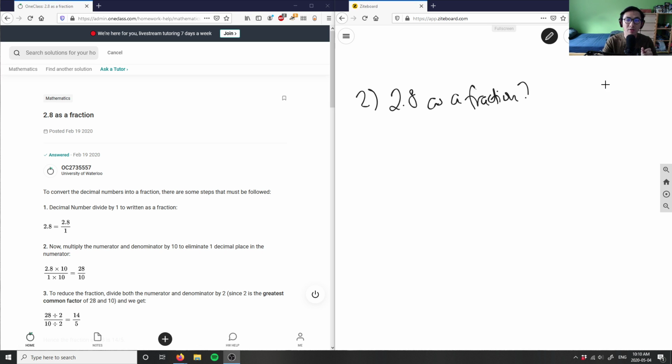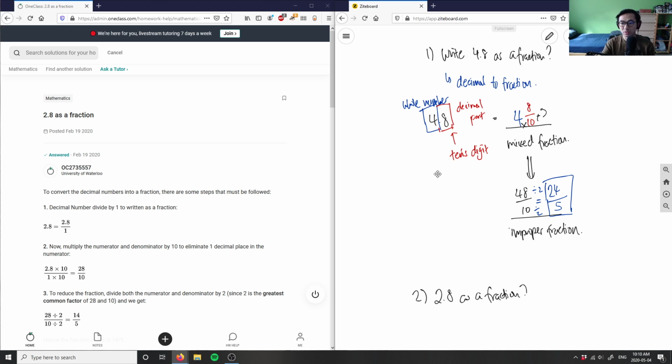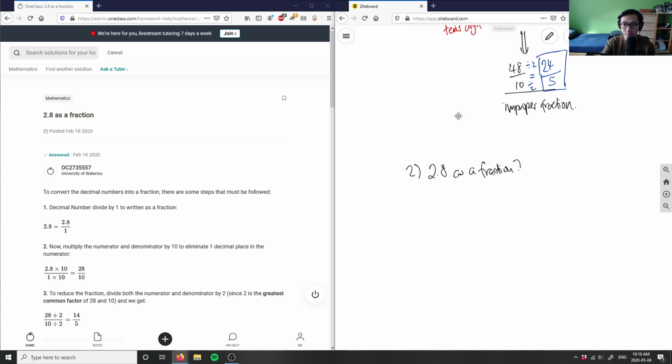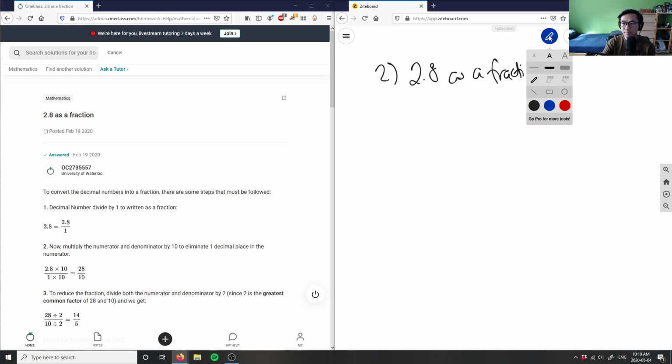So what we have here is 2.8 as a fraction. It's exactly the same thing as what we did before, right? Again, we're converting from a decimal to a fraction. So if we recall, we have 2 parts to a decimal here: the whole part and the decimal part. We convert it to a mixed fraction first, with the whole part and the fraction part, and then we convert to an improper fraction and reduce if possible, right? So that's what we're going to do for this question.